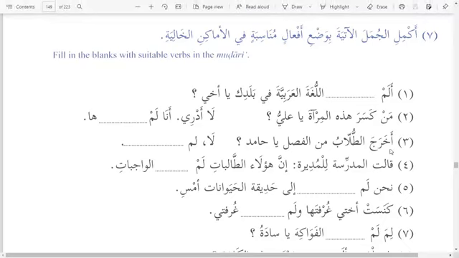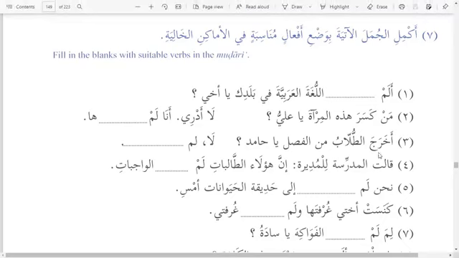Number 2. من كسر هذه المرآة يا علي؟ Who broke this mirror, O Ali? لا أدري، أنا لم أكسرها. Excellent. I didn't break it. When you ask someone, especially kids, they straight away say, "I didn't do it." It's like giving the justification as well. أنا لم أكسرها, I didn't break it. And ha refers to the mir'at, the mirror.